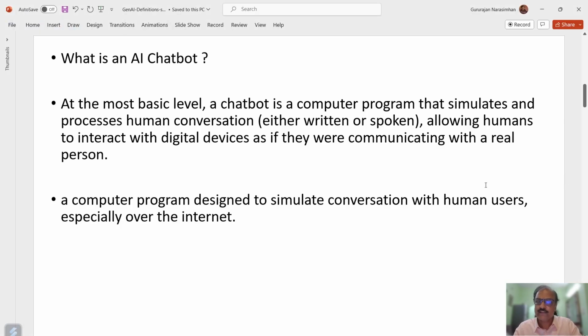So what does an AI chatbot do? At the most basic level, it's a computer program that simulates conversation or discussion with a human. So it allows human beings to interact with digital devices as if you are communicating with a real human being, right? So artificial intelligence enables communication with a digital device as if you're talking to a real human being. So that's an AI chatbot. In other words, it's a computer program that is designed to simulate conversation with human users.